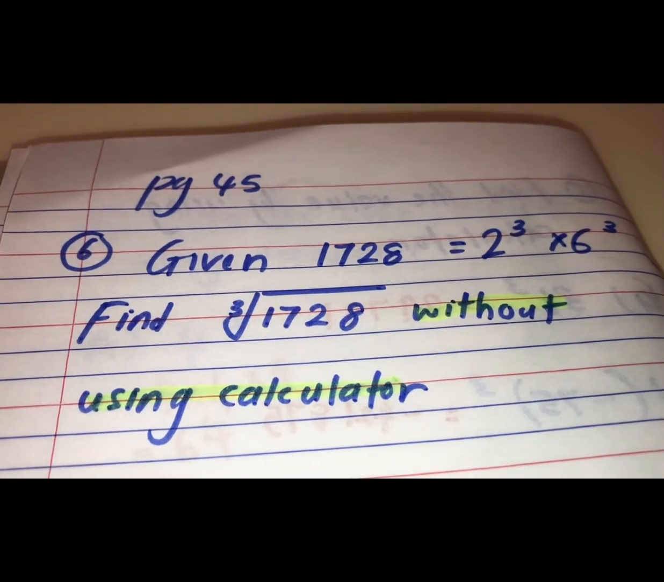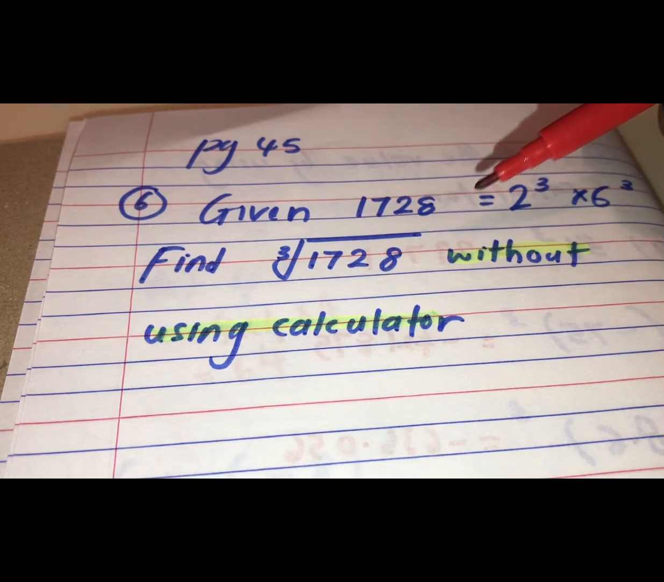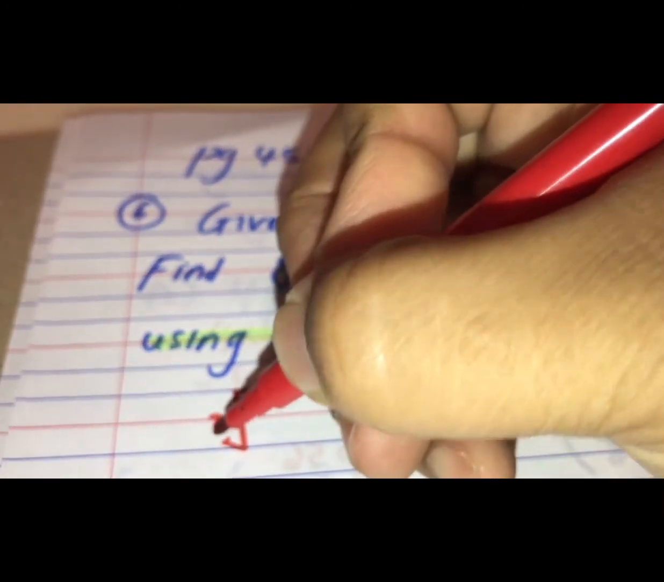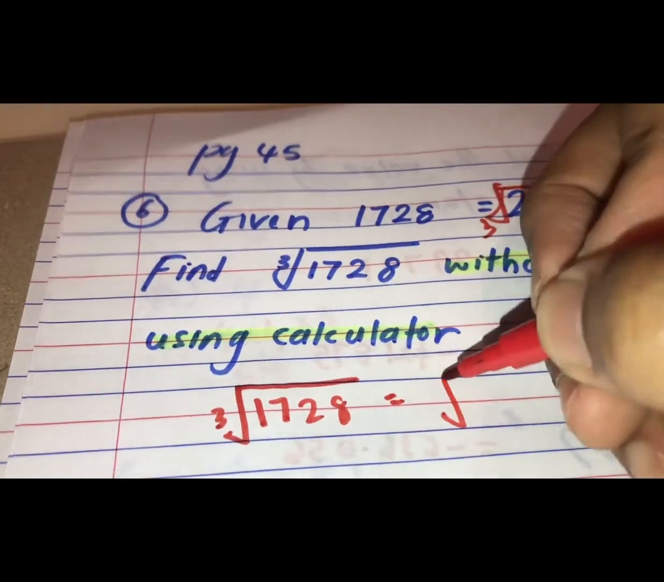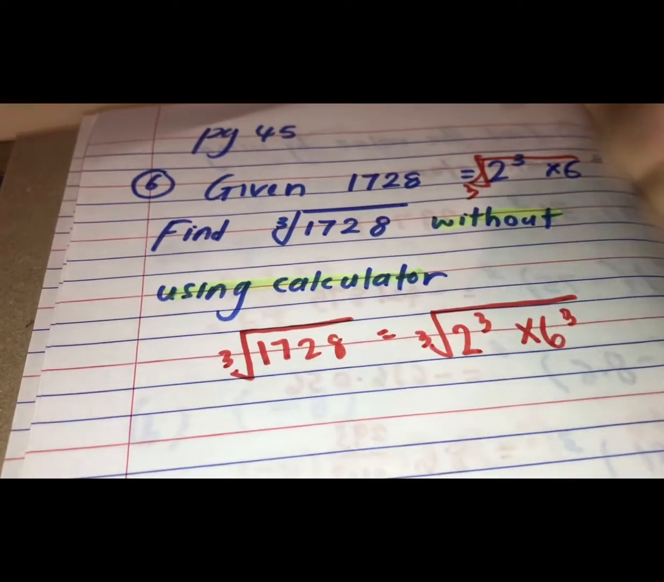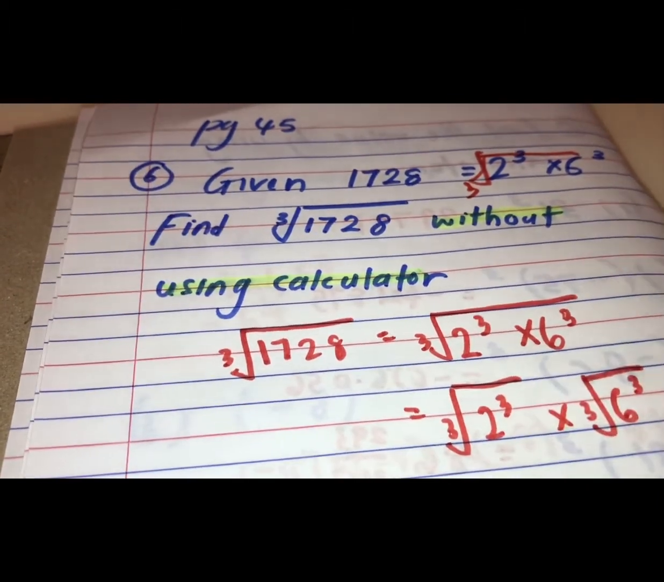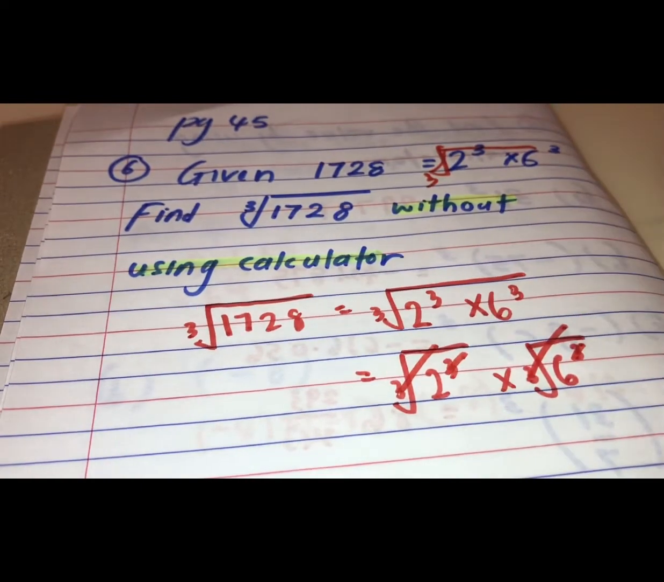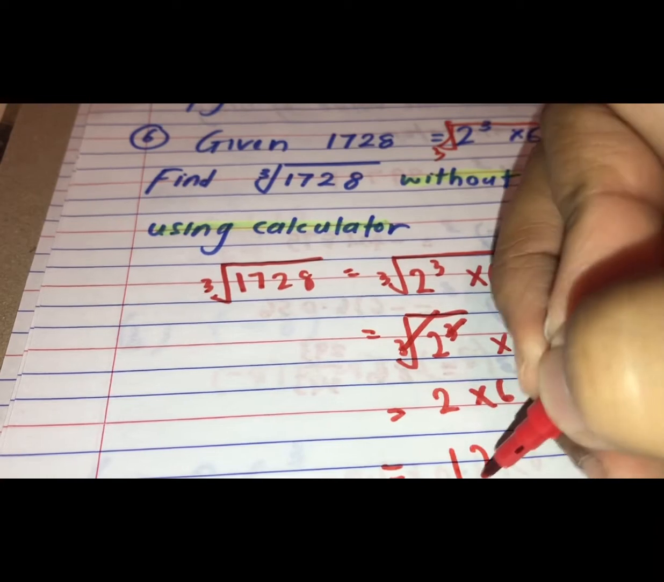First step, you copy. You know that 1728 equals 2 cube times 6 cube, right? So the question wants to find the cube root of 1728. So you must cube root this. So you cube root 2 cube times 6 cube. And then you can write separately: cube root 2 cube times cube root 6 cube. Then when cube root and cube meet, you can cancel like this. Cancel. So equal to 2 times 6. And then your final answer, 2 times 6, you get 12.